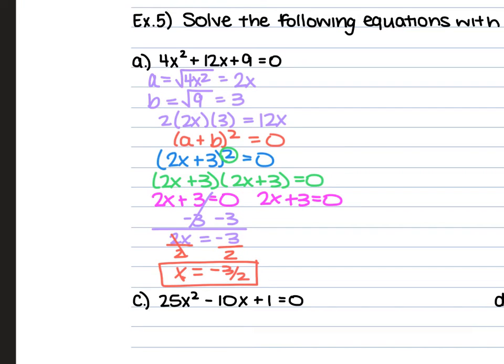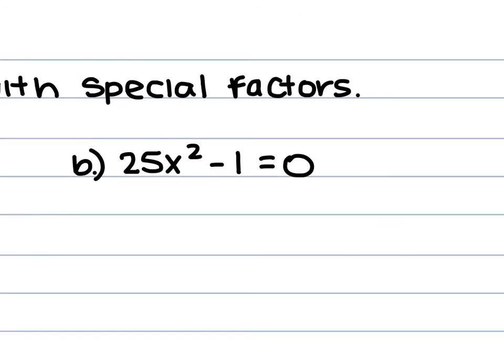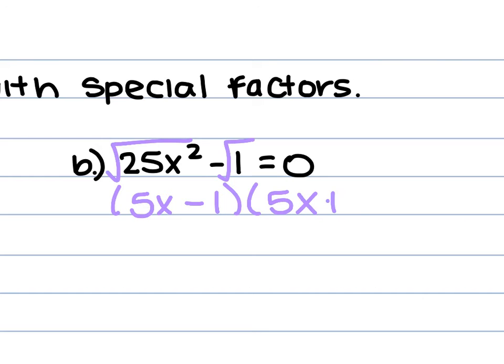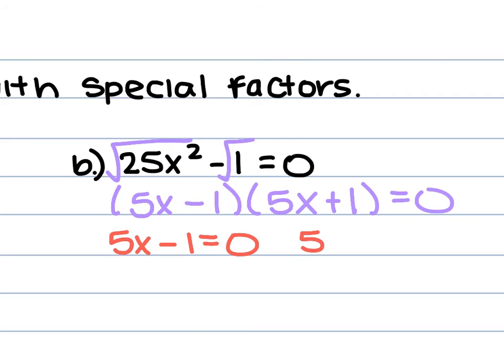For b, we have 25x squared minus 1 is equal to 0. So this is a difference of squares. We can take the square root of the 25x squared. We can take the square root of 1. So this is going to be 5x minus 1 times 5x plus 1 is equal to 0. So set the 5x minus 1 equal to 0. Set the 5x plus 1 equal to 0.